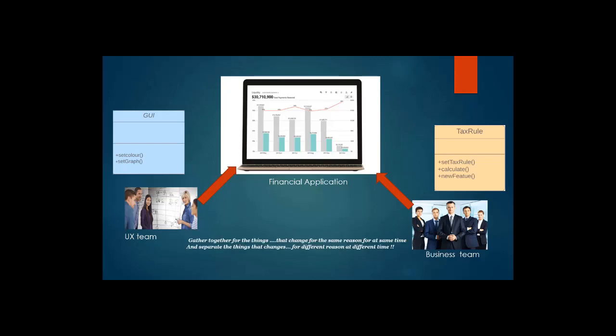So the SRP principle can also be stated as: gather together the things that change for the same reason at the same time, and separate the things that change for different reasons at different times. Let me repeat this again. Gather together the things that change for the same reason at the same time, and separate the things that change for different reasons at different times. You can see how this applies to the GUI and tax rule class.